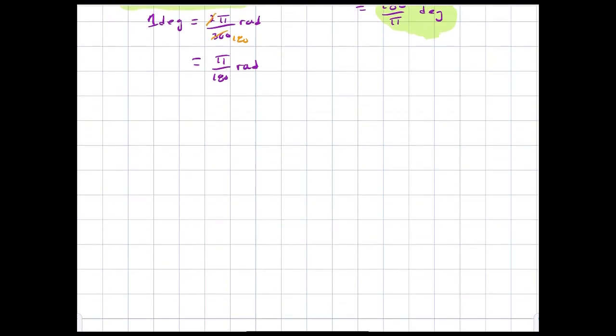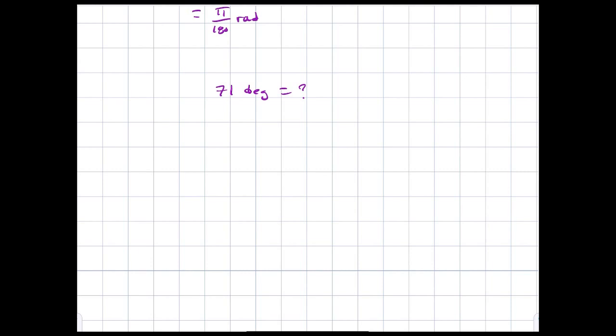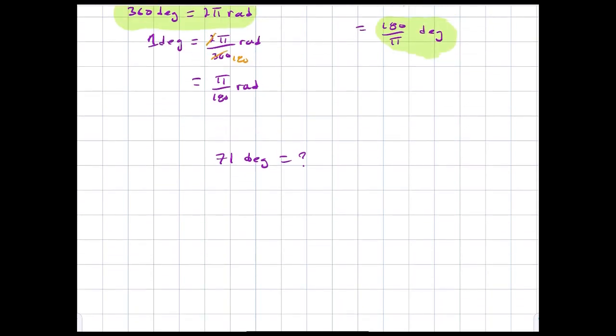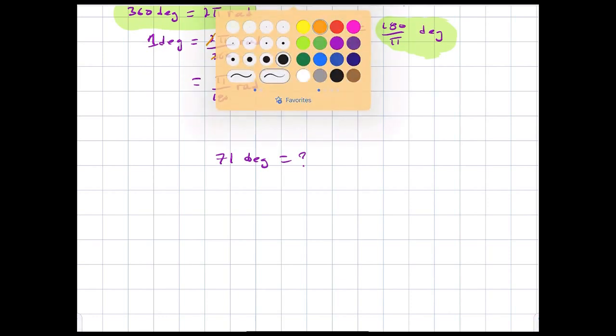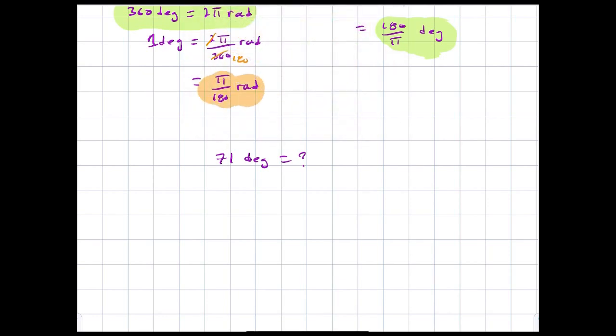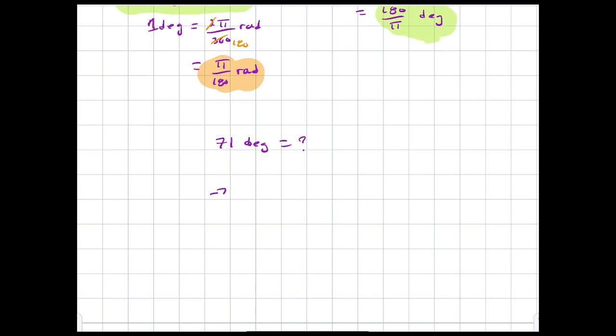Suppose now I want to find out what is 71 degrees in terms of radians. Well, I already found out that 1 degree is pi over 180 radians. So 71 degrees is equal to 71 times pi over 180 radians, whatever that is. I can whip out a calculator and calculate that, no problem.